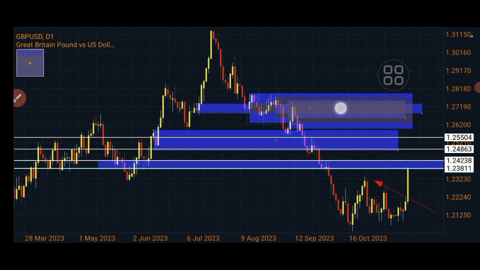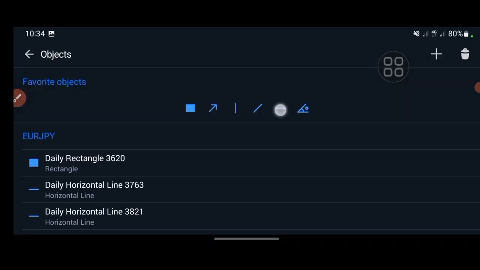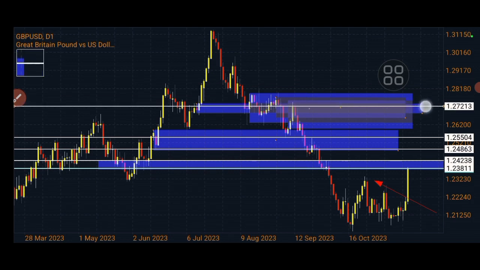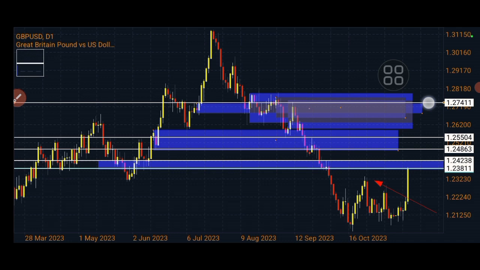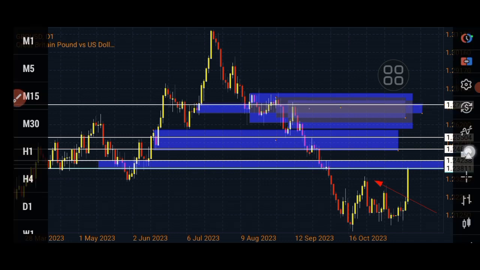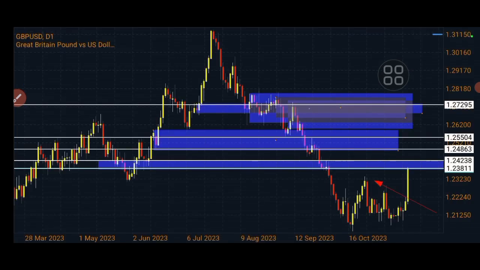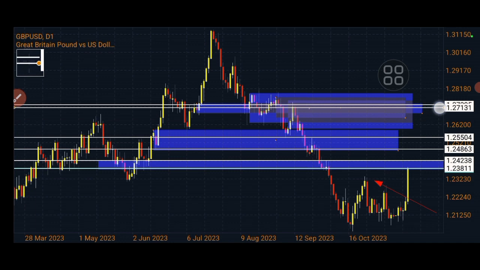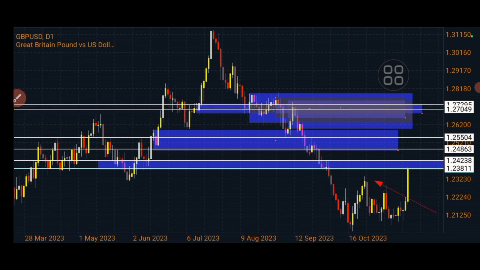So here is the level where it happened, that all the four candles touch together, this zone. So this zone is so far powerful.